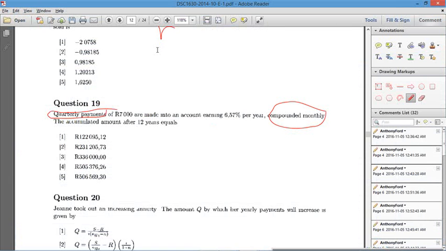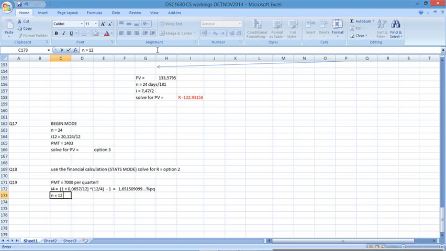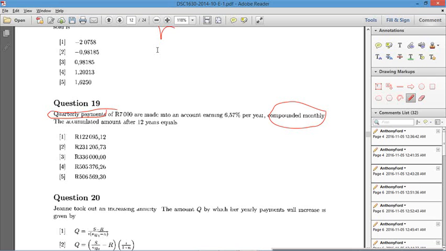Okay, and then I'm going to solve for the accumulated amount, solve for FV, obviously putting in your N. How many years? Accumulated amount after 12 years, so N equals 12 times 4. Solve for future value, and you're going to be getting option number 5.